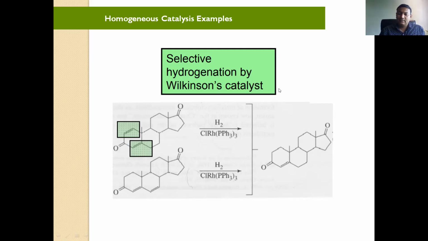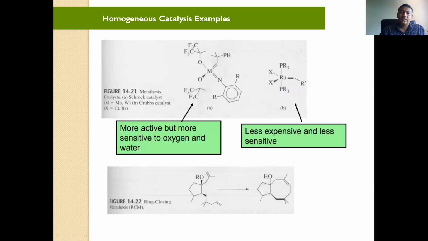Then the second example we can discuss is, see, there are two types of catalyst. One is Schrock catalyst and another one is Grubbs catalyst. In the introductory part, we have already discussed the Grubbs catalyst. Grubbs catalyst has already gained the Nobel Prize, so we don't have to comment on that. But what is metathesis? That you should understand.